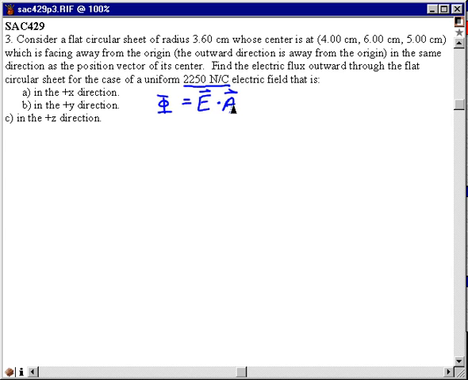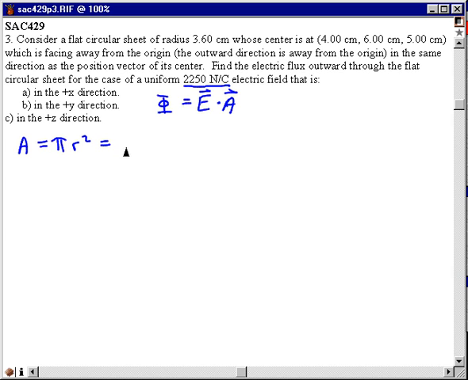The A vector, the area vector, is what's somewhat new. It's a vector that has magnitude equal to the area of the sheet in question, in this case a flat circular sheet, and it points in the direction outward from the face of that area, the direction in which the sheet is facing. The magnitude is easy enough to get, just the area of it.